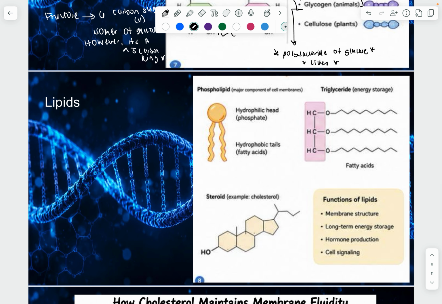Now, the third macromolecule, lipids. Lipids are something that you will find in different forms. So it's the same thing. Proteins, you find in so many diverse forms. Lipids, you will also find in a lot of diverse forms. One of those forms is going to be in the form of phospholipids.